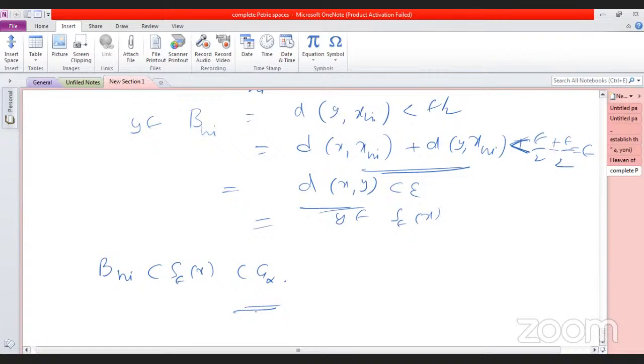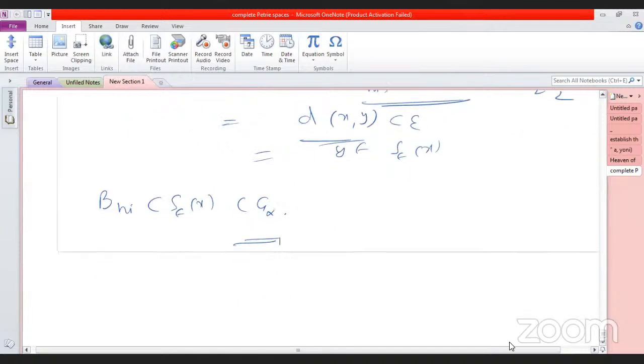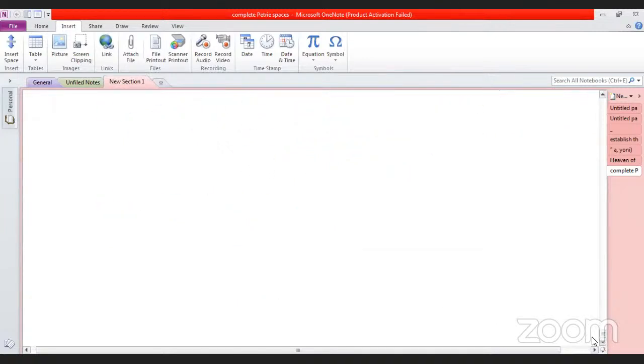Why a small set, I am asking? Sir, it is a subset of the ball S epsilon of x and also a subset of g alpha, no? So that's why x also belongs to g alpha. g alpha is open already, and epsilon by 2 is greater than 0. So that is why it is not a big set. Am I correct? Yes sir, it is always a small set only, according to the condition.